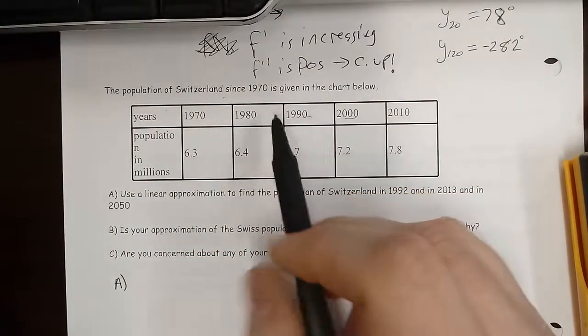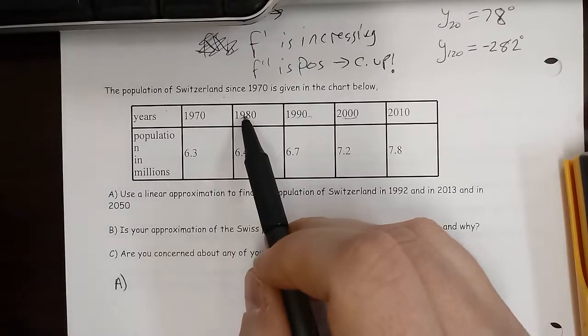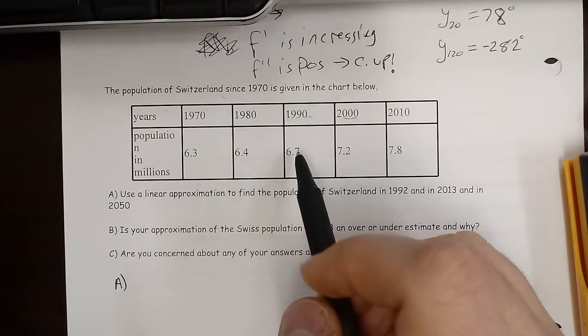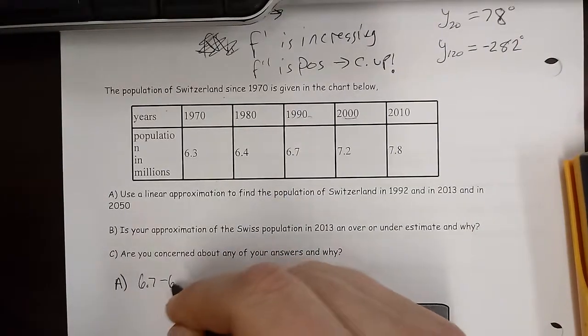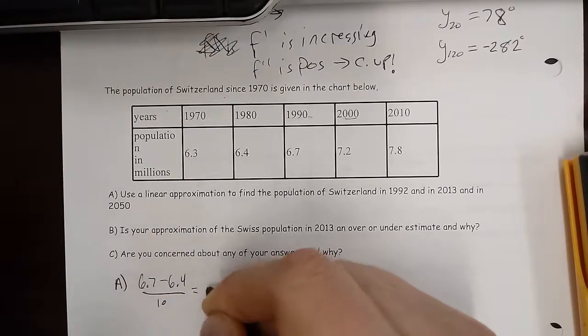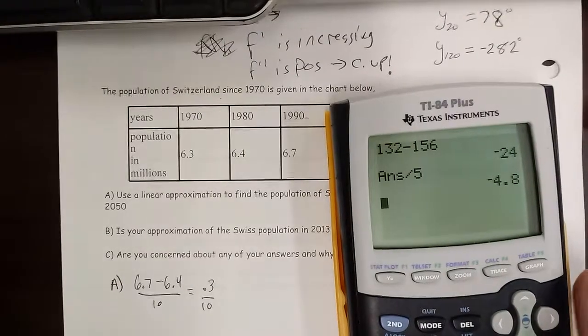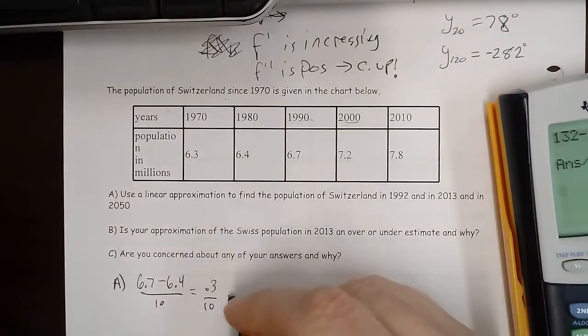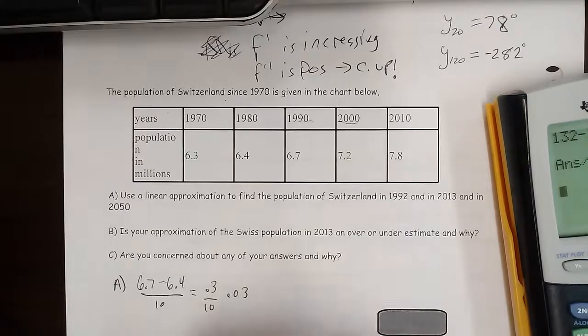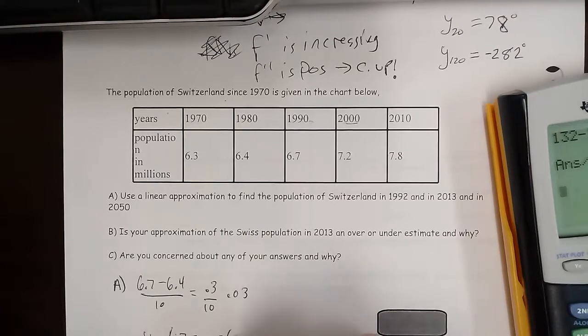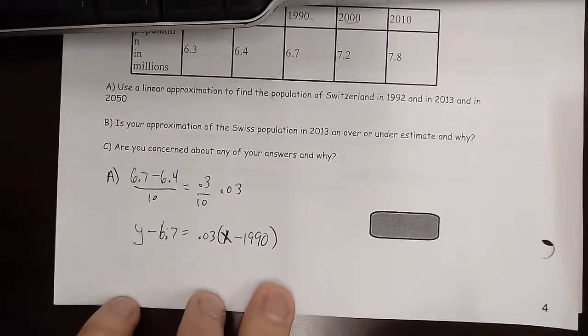So if we look at that from 1980 to 1990, we have 6.7 minus 6.4 over 10. So that's 0.3 over 10. Right? Okay, so that's 0.03. And we could say y minus 6.7 is equal to 0.03 times x minus 1990. And that would be one of our tangent lines.